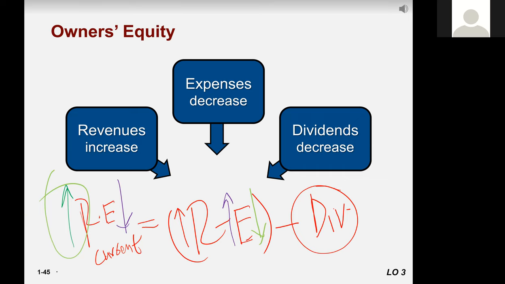If you increase the dividend, what happens? Because there is a minus sign here. If you increase the dividend, you distribute more, then retained earnings decrease. If you distribute less, if you decrease the dividend, retained earnings will be increased, right?